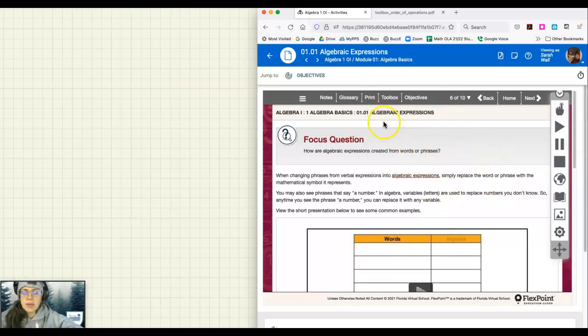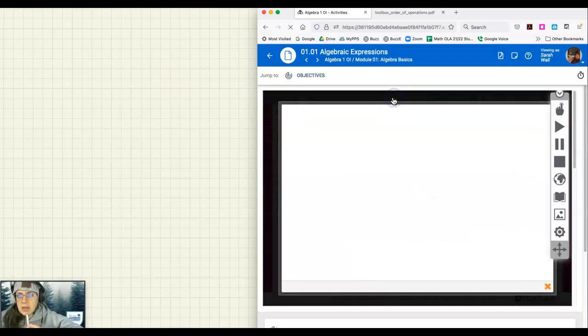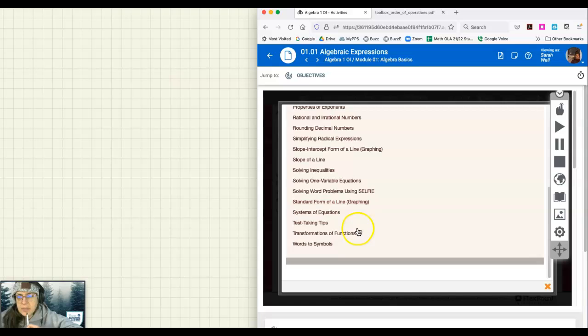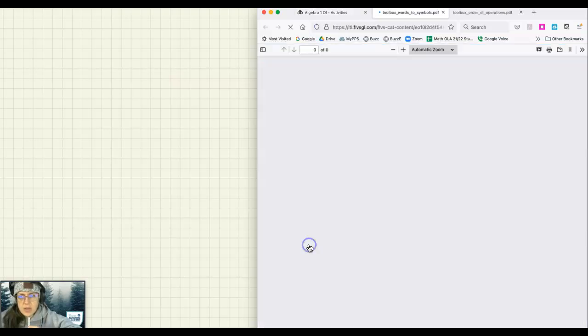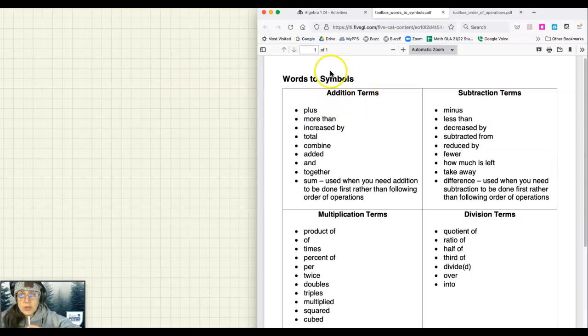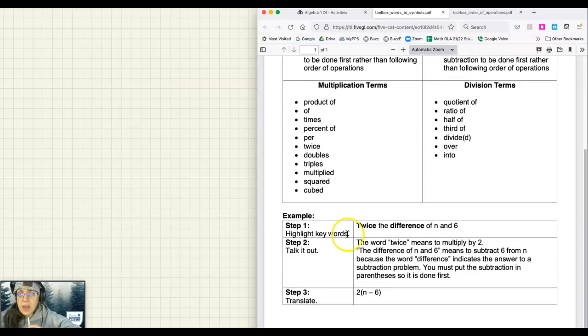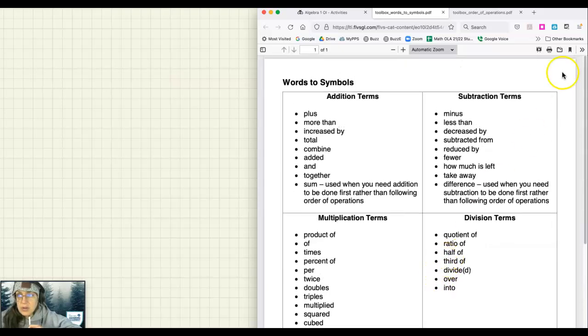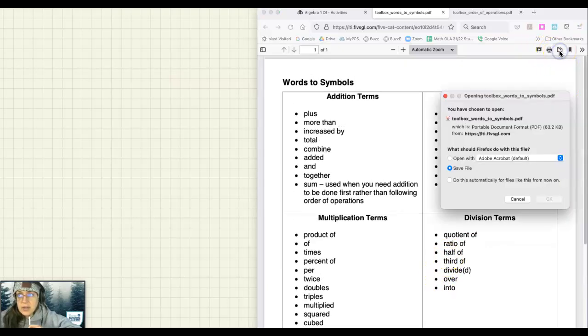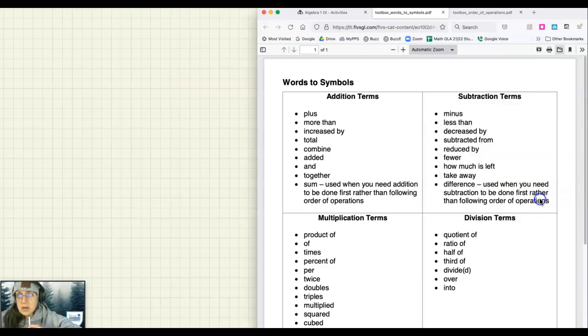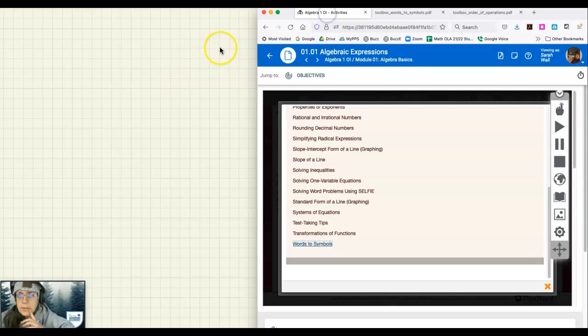I do want to point out something in our toolkit at the very bottom, and I will put this on the resource page. Look at that. Words to symbols. So this is a super good resource, okay? And it talks about parentheses, which is also going to be a super good resource. So I'm going to download it, and then I'll put it on the resource page at the end of this.